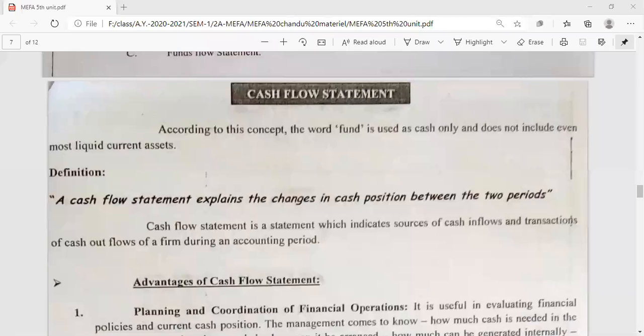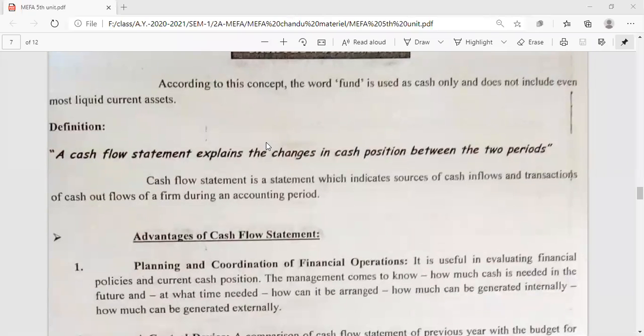Good afternoon, class. In today's class, we are going to discuss the cash flow statement. Previously, we discussed fund flow statements, and we saw how we prepare the ledgers and the journals. Now we will discuss the cash flow statement.